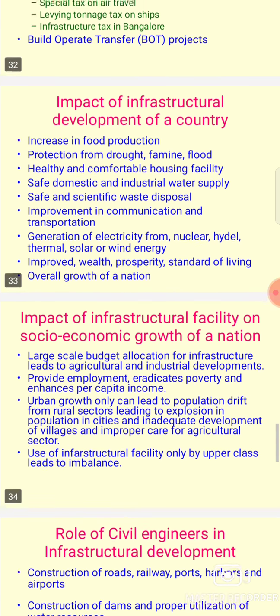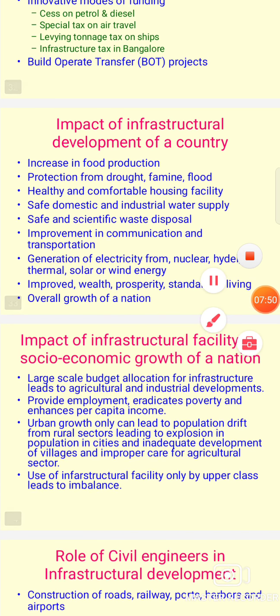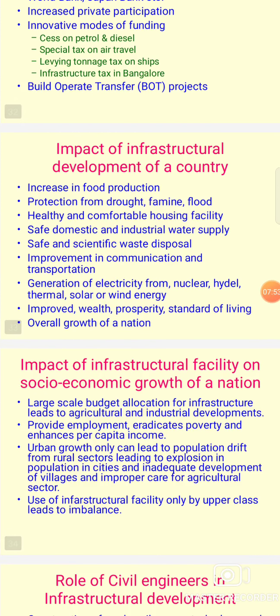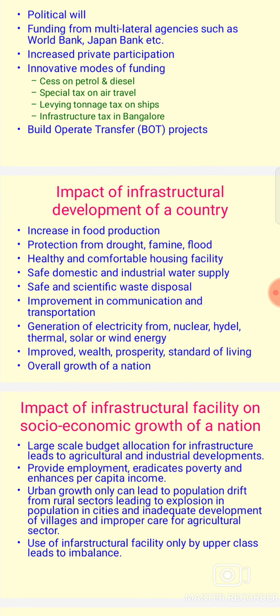Impact of infrastructural facilities on the socio-economic growth of a nation. Large-scale budget allocation for infrastructure leads to agricultural and industrial development, provides employment, eradicates poverty, and enhances per capita income. Urban growth alone can lead to population drift from rural sectors, leading to an explosion in population in cities, inadequate development of villages, and improper care for agricultural sectors. Use of infrastructural facilities only by the upper class leads to imbalance.